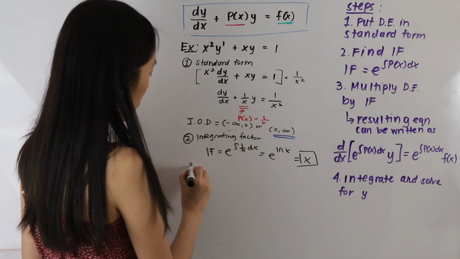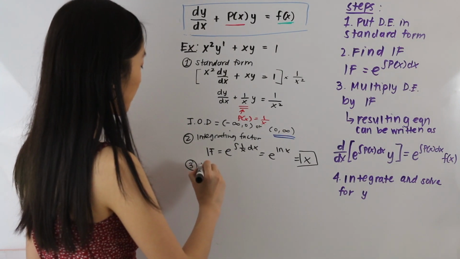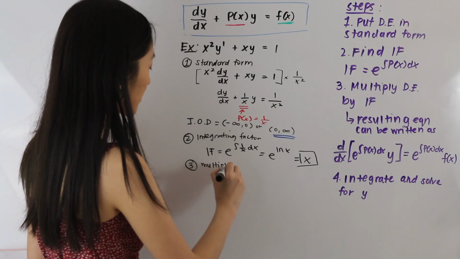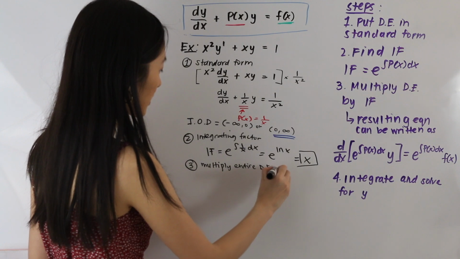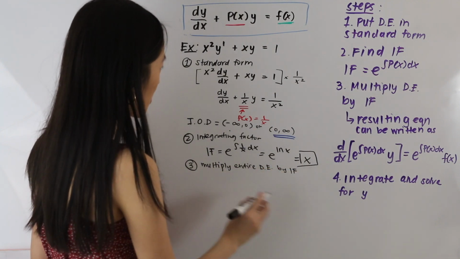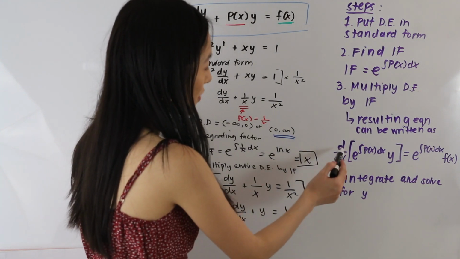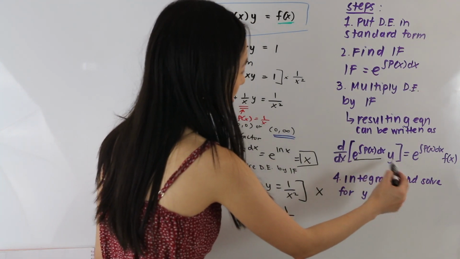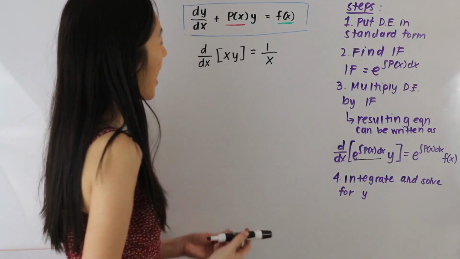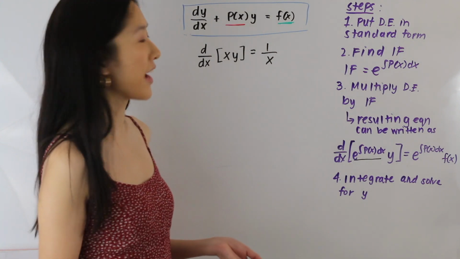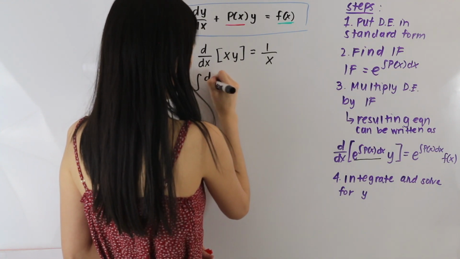And then the next step is we want to multiply the entire differential equation by the integrating factor. So let's do that. And so the left-hand side of our equation just ends up being the derivative with respect to x of the integrating factor times y. So we end up with the derivative with respect to x of x times y is equal to 1 over x. And from here, we can go ahead and integrate both sides of our equation.